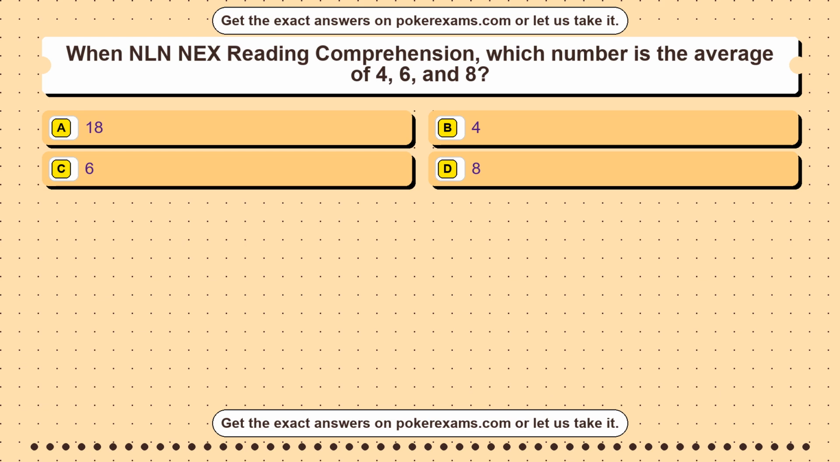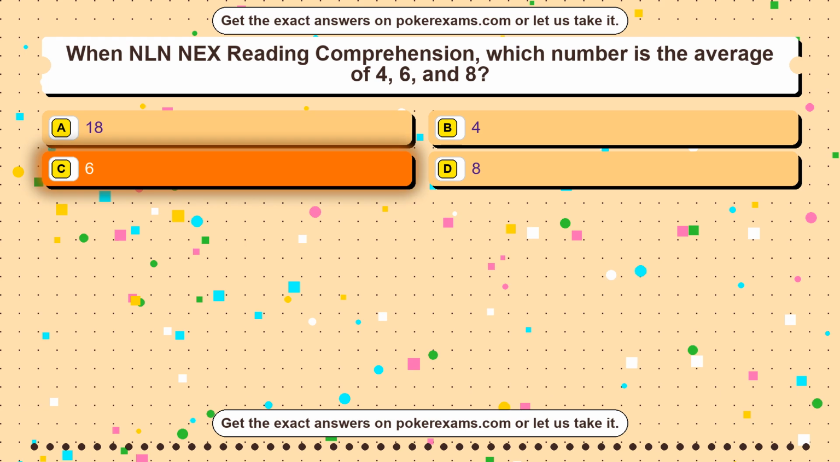Question 19. When GED probability practice, which source would best support a historical claim? Option A, Cartoon only. Option B, Advertisement slogan. Option C, Primary document. Option D, Random comment. The correct answer is option C.